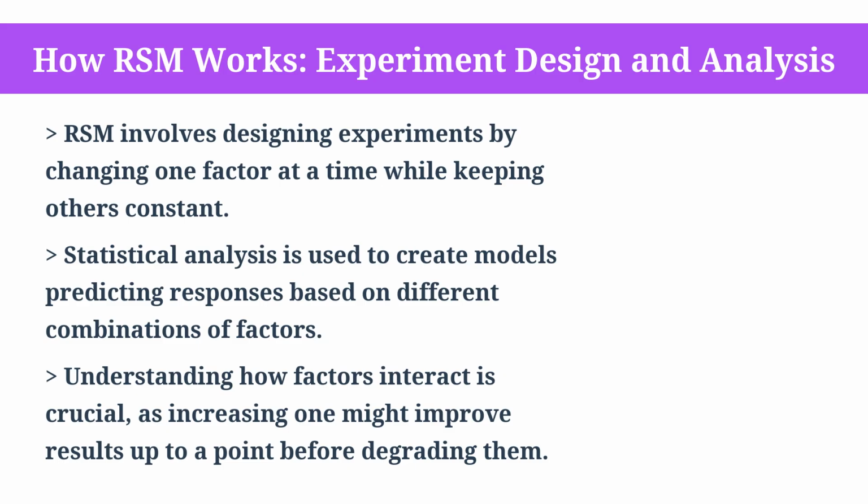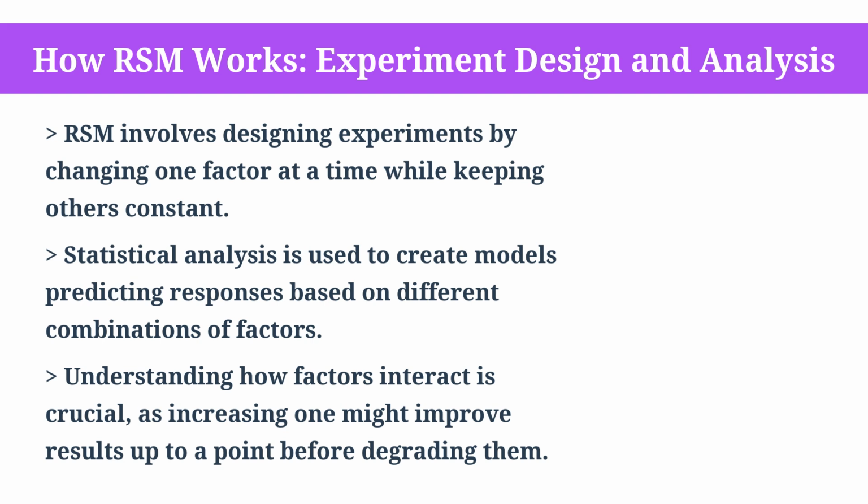So how does it work? Well, RSM involves designing experiments where factors are varied systematically to understand how they impact the response variable. It's like conducting a series of experiments in which you change one factor at a time while keeping others constant to see what effects each has on your outcome. Then, using statistical analysis, we create models that predict responses based on different combinations of these factors.